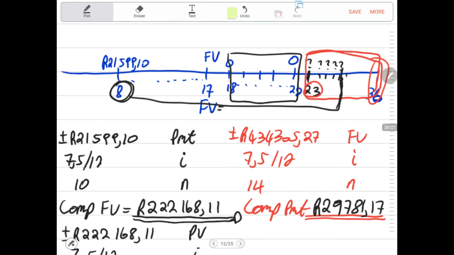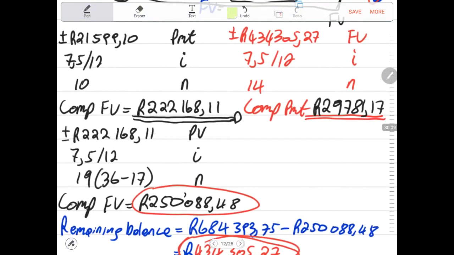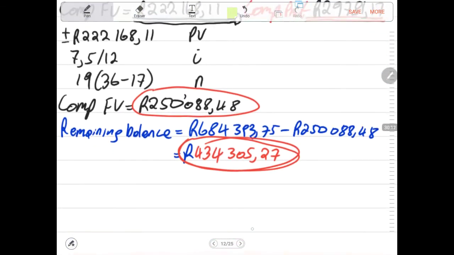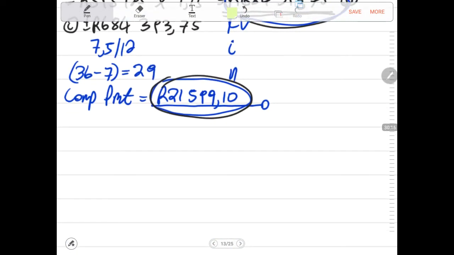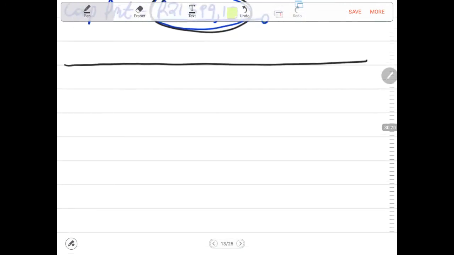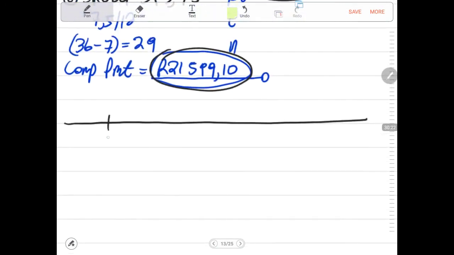So let us say month number 30 is here. Then we need the future value after the last payment. So now let us compute the future value after the last payment. Just throw another line here so that we are very clear. This is month number 8, and this is month number 30, and this is month number 36.